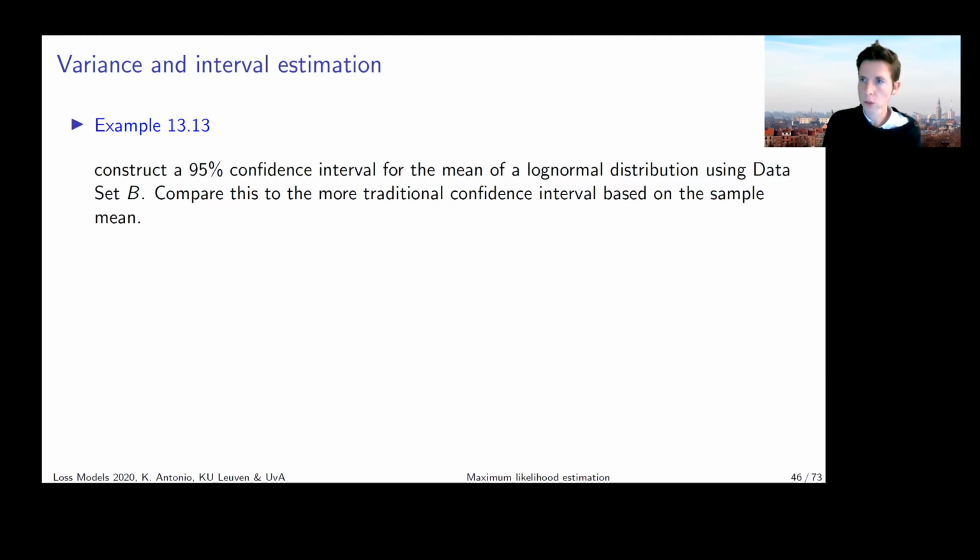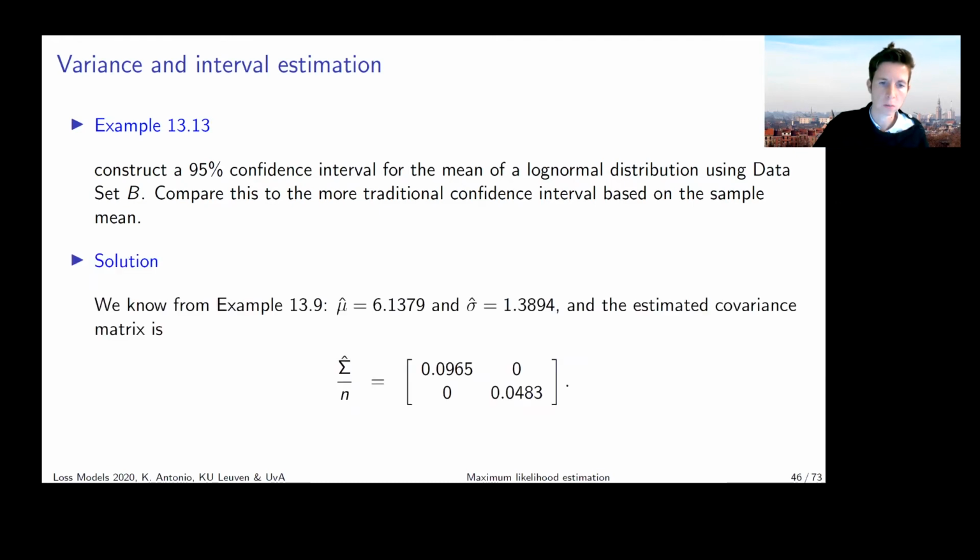So then we're going to return here to our example with the log normal distribution and data set B. And we're going to derive a confidence interval for the mean of the log normal distribution. And we know that this mean is expressed as the exponential of mu plus sigma squared divided by 2. So it's a function of two unknown parameters, mu and sigma, for which we can derive the maximum likelihood estimators. And in fact, we already did that in the previous example, so I'm not going to repeat that.